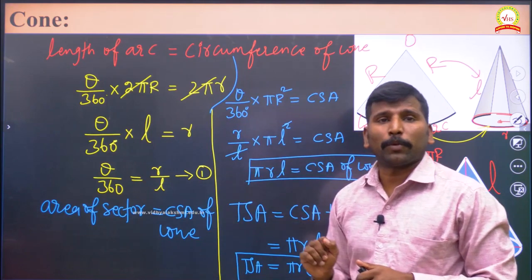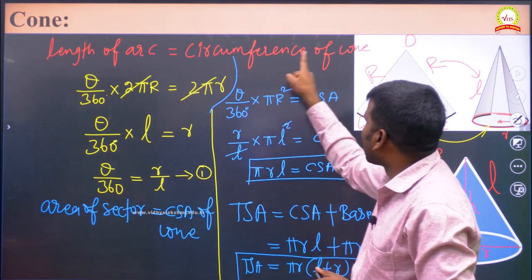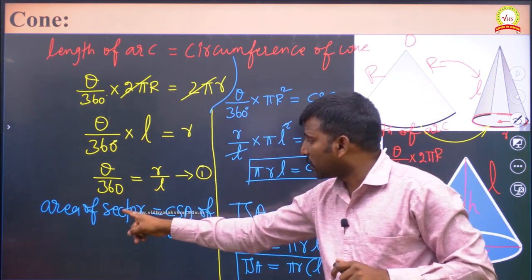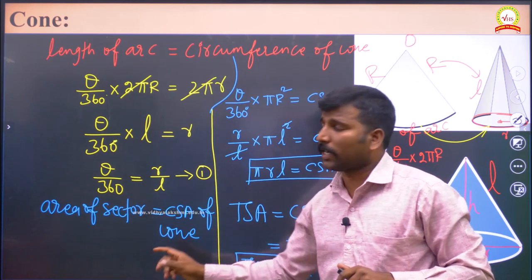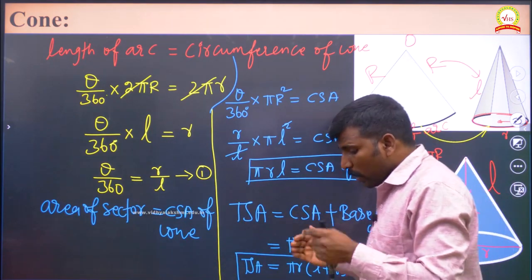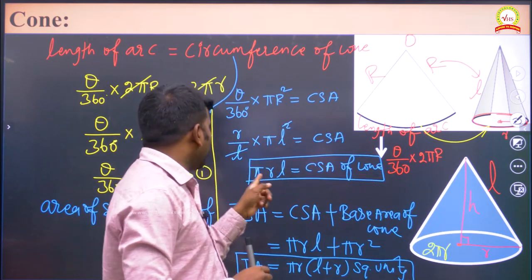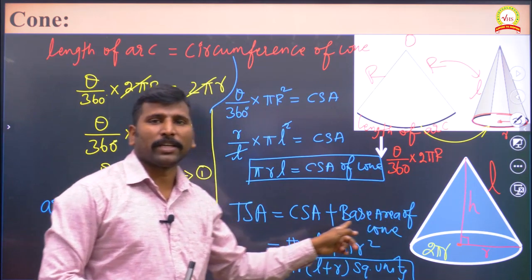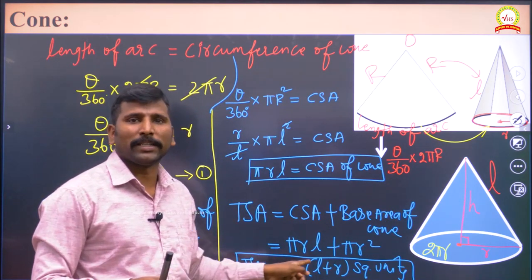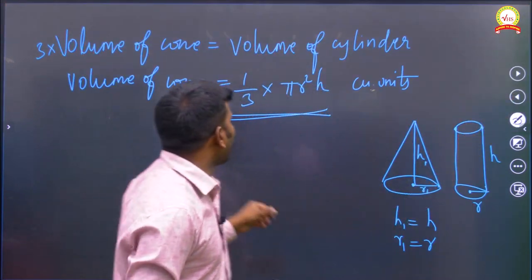Next I gave cone. Cone CSA: when you equate length of arc equal to circumference, one formula I am getting. Next, when I equate the area of sector, I am getting another thing, that is CSA of the cone. Now, CSA plus base area, when you add, I am getting total surface area. That is the total surface area of the cone, pi r into L plus r square units. Next, volume of the cone.